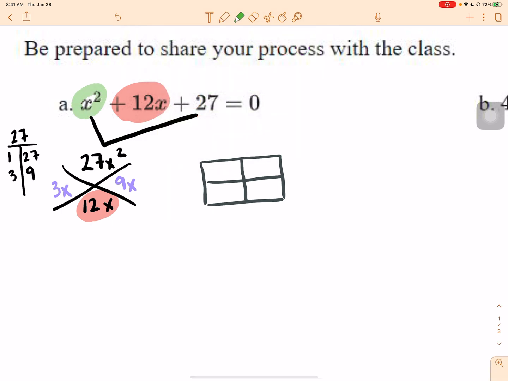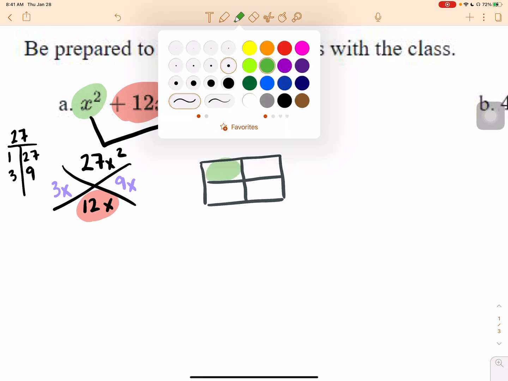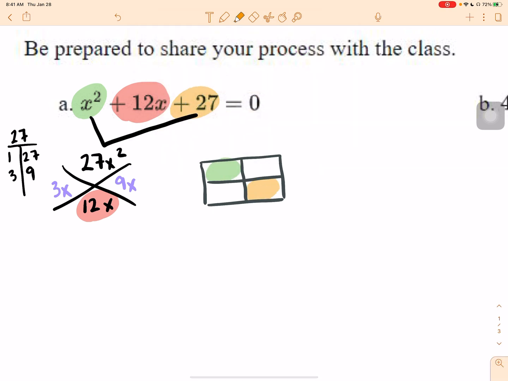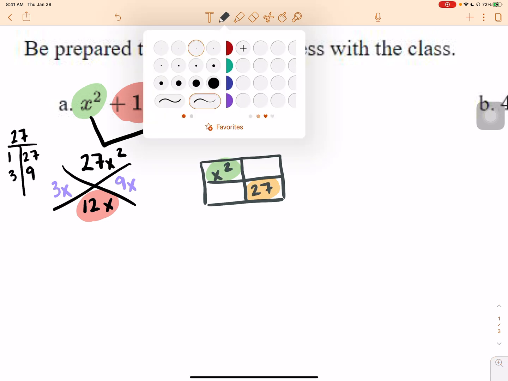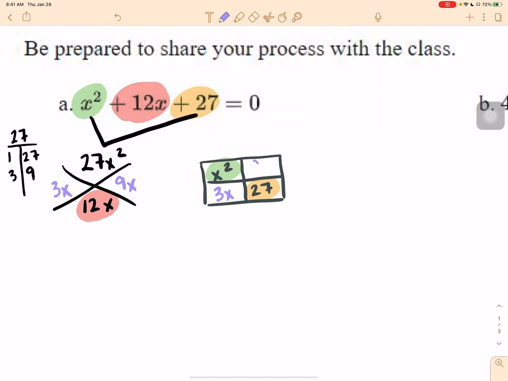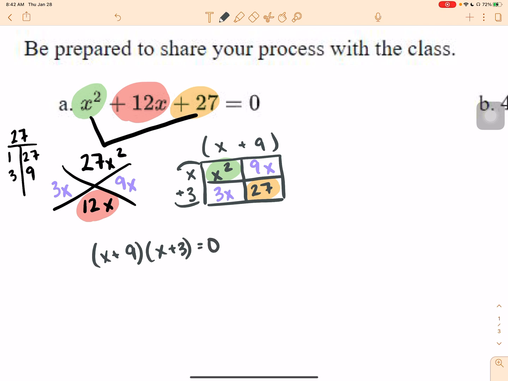So the x squared and the 27 always have to go diagonal from each other. Okay, so we have x squared, 27, and then we have 3x and 9x here. And then the GCF between these two is x. Remember, pause this and try to do this on your own first, okay? Try to keep that in mind, just so that you're not just watching and maybe zoning out while I'm doing the problems. I want you to really try it on your own. And my videos are really to help guide you if you get stuck or to check your work.